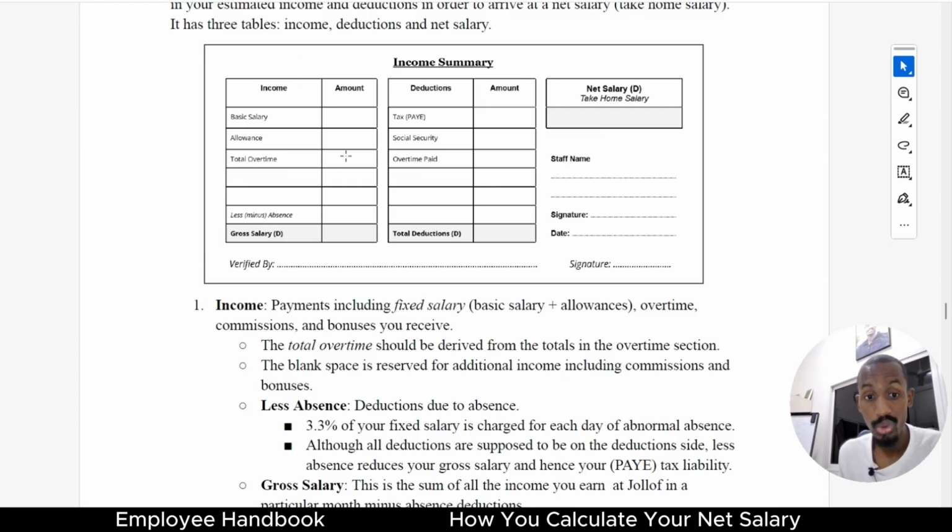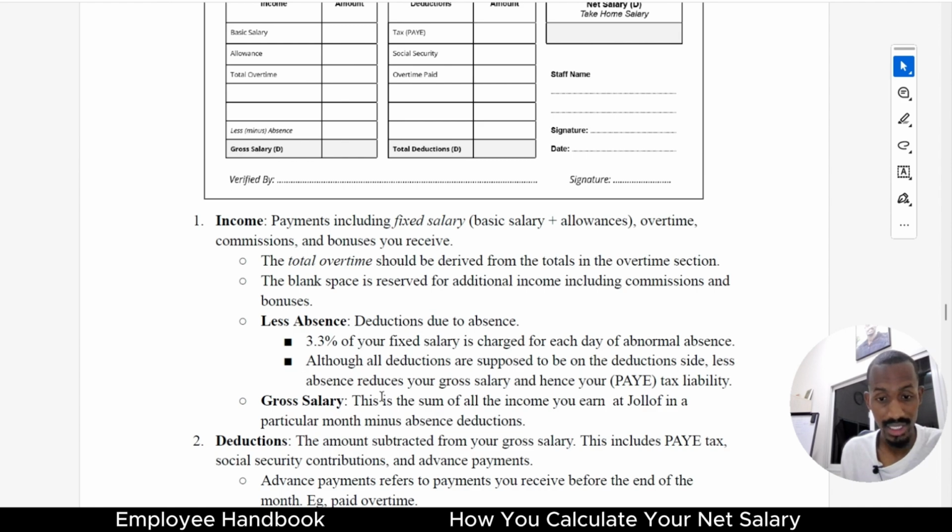Remember, this is the money you earn. So if you don't come to work, that means that you did not earn that money. Let's say you are supposed to work 30 days and you are absent for 2 days, that means you only worked for how much? You only worked for 28 days. So this is based on the number of days you come to work. All right, so this is the income part.